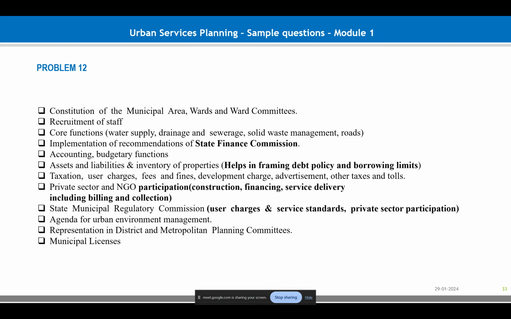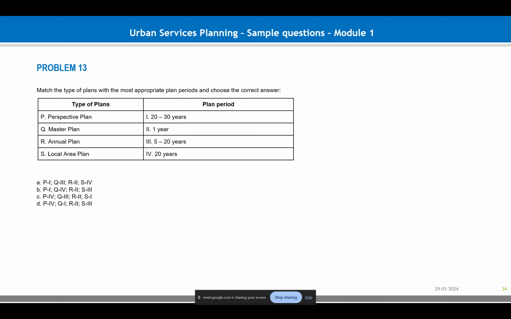Right. So let's go to the next question. Match the type of plans and the most appropriate plan periods and choose the correct answer. So we have perspective plan, master plan, annual plan, and local area plan. So yeah, perspective plan, I think two options can be a bit confusing.